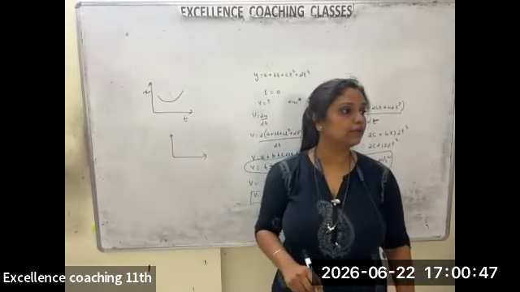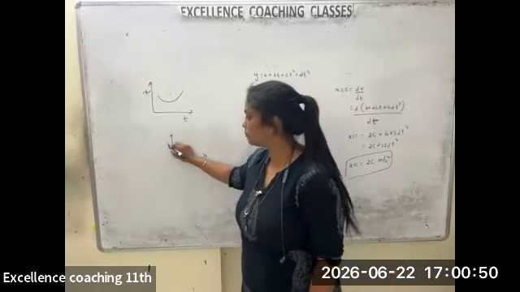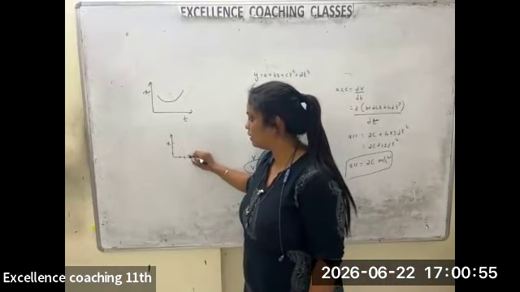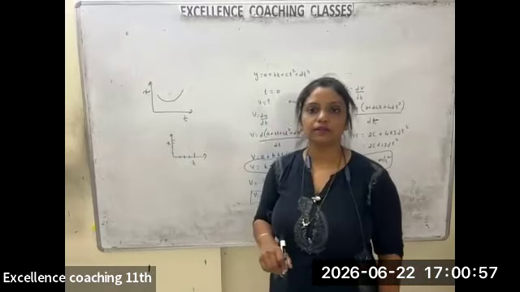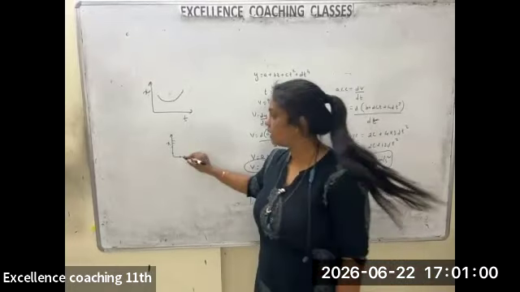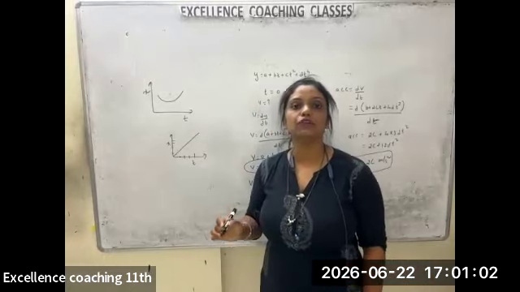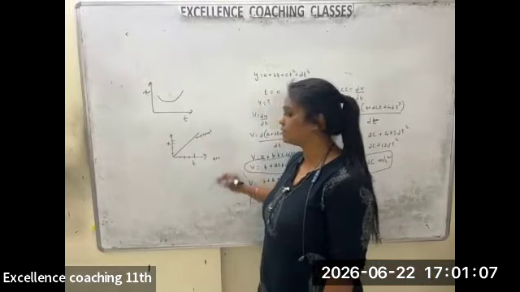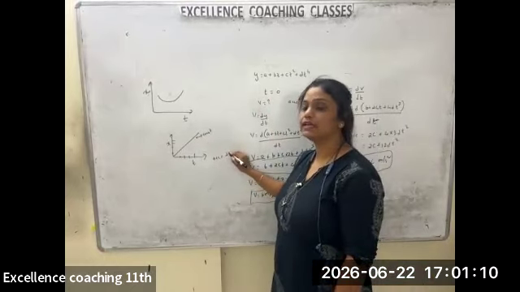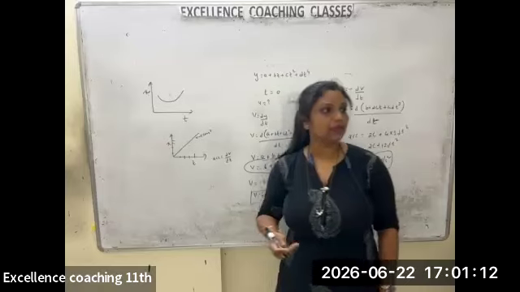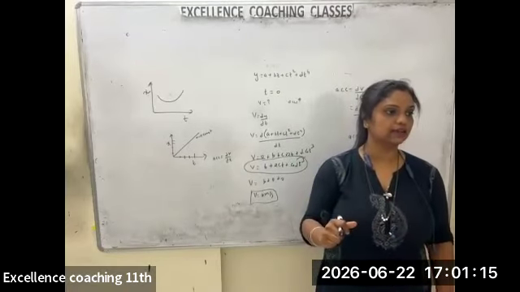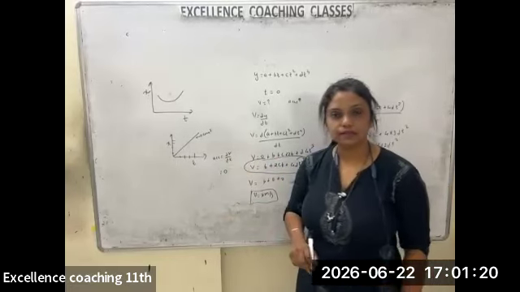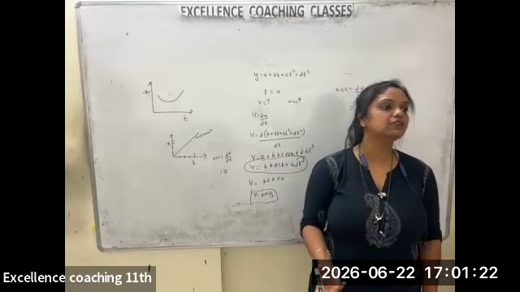When will acceleration be zero? See, equal distance covered in equal interval of time. Meaning velocity is constant. What is the formula for acceleration? It is change in velocity per unit time. If velocity is not changing, velocity is constant, so change in velocity will be equal to zero. If velocity does not change, then acceleration is zero.